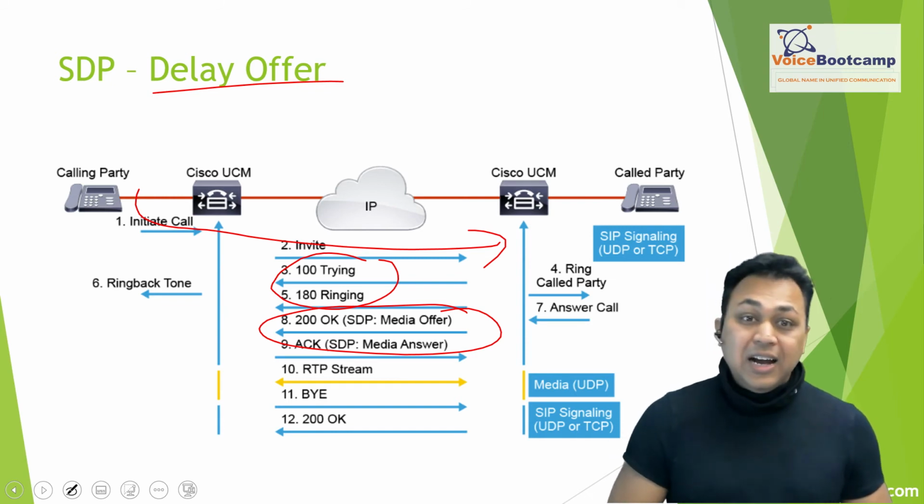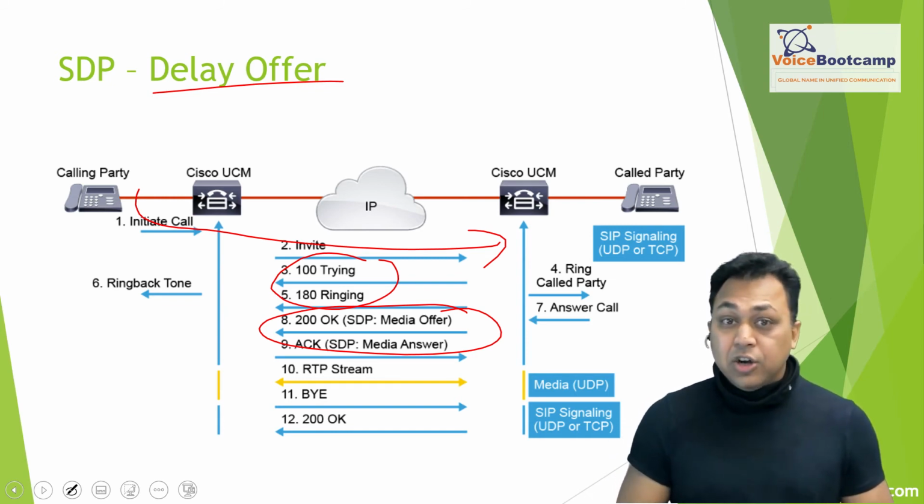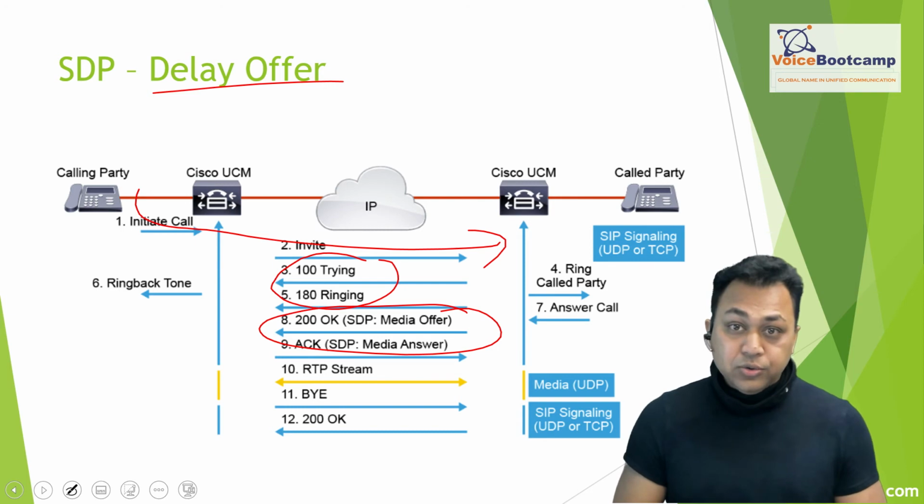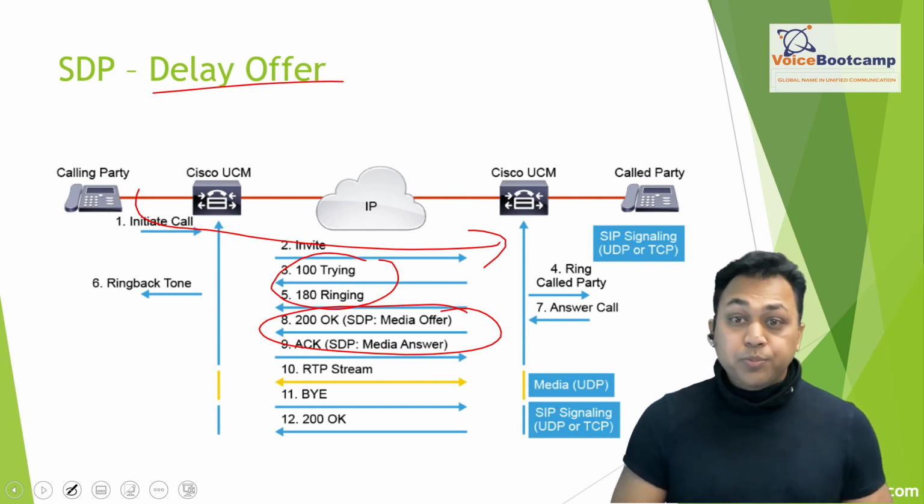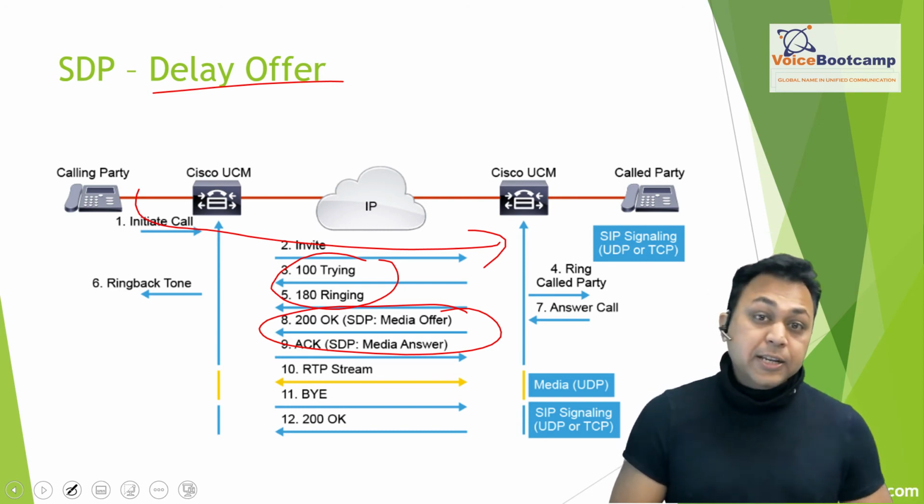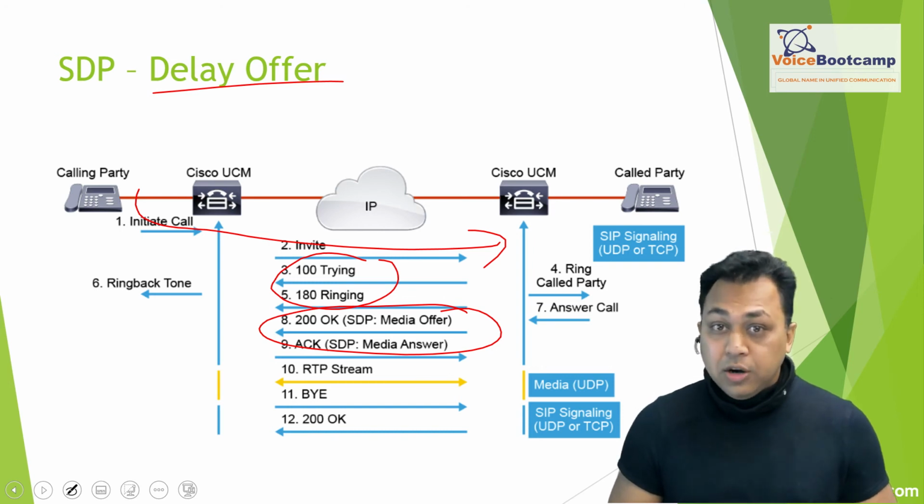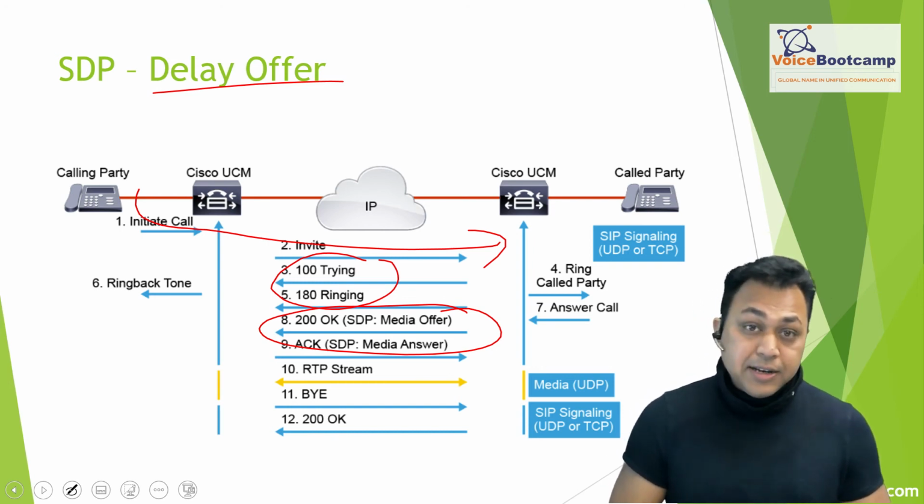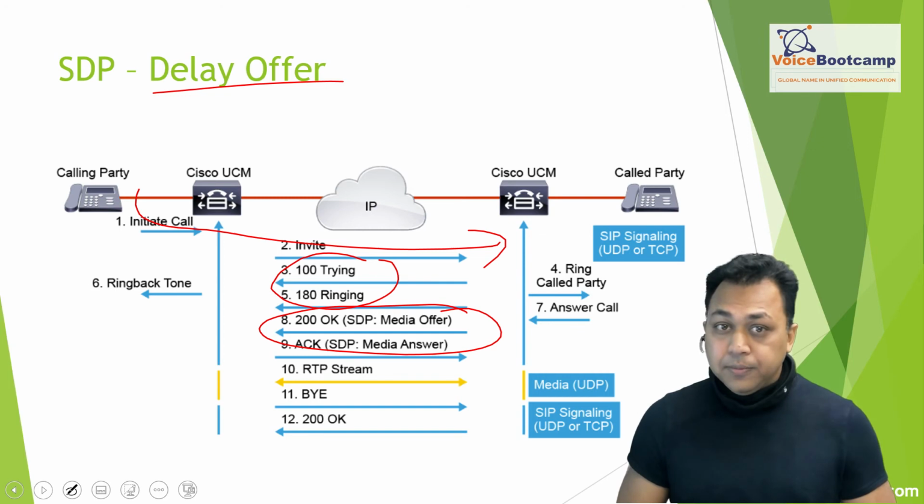Call Manager will allow the administrator to select which offer you want to use. The Cisco gateway supports both methods, but the originating gateway by default is set to early offer. The Call Manager SIP trunk by default is set to delay offer.